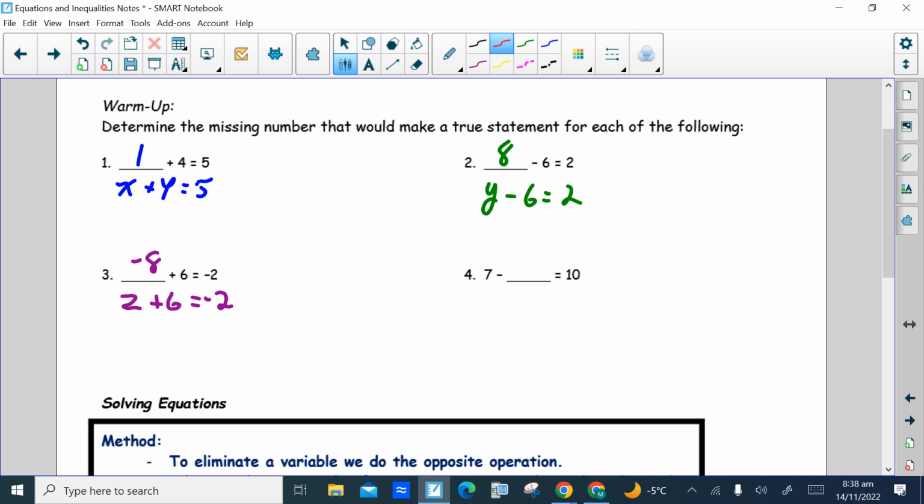Number 4, 7 take away what number is 10? The answer to that is negative 3, because the minus minus becomes a plus.